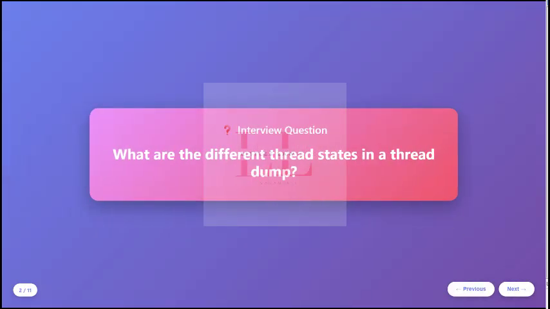So the question here is, what are the different thread states in a thread dump? This question tests whether you actually understand how to analyze thread dumps, not just whether you have memorized some definitions. The interviewers want to see that you can interpret what's happening in a running Java application. Let's break down each thread state with real world context.